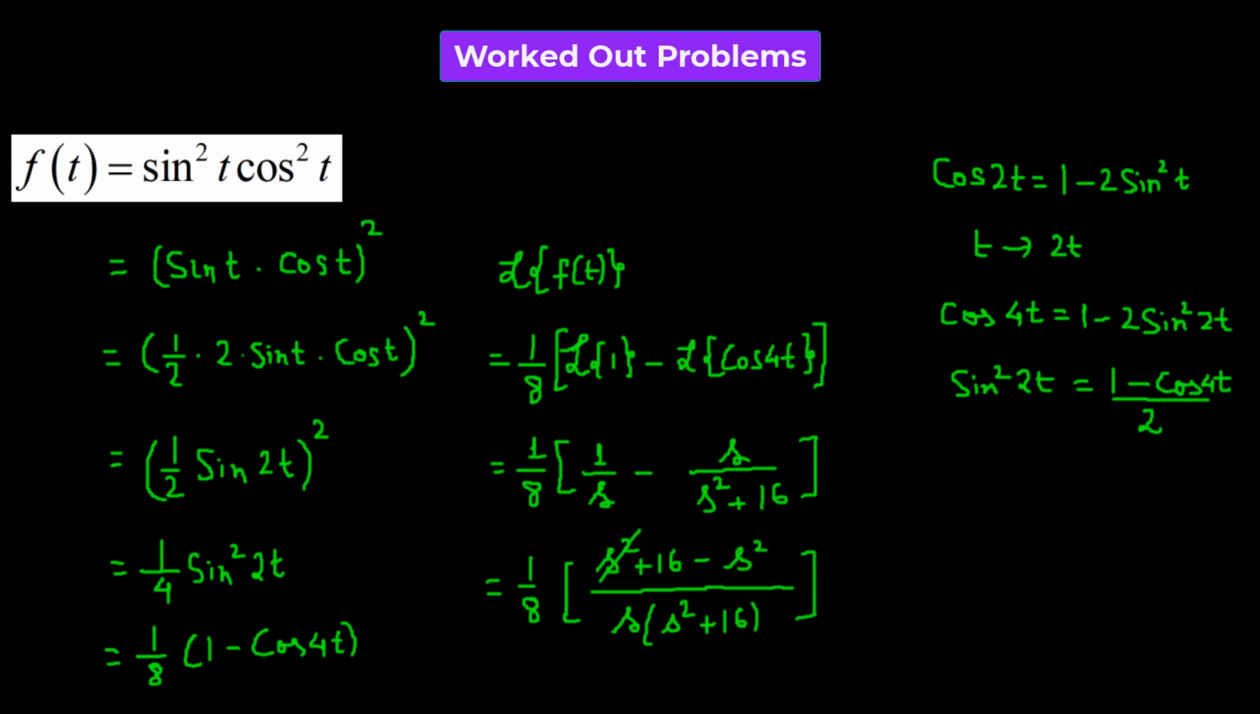So s squared and s squared get cancelled. We have 16 in the numerator, which is divided by 8 in the denominator. So 16 over 8 will be 2. So we have 2 over s times s squared plus 16. So this is the Laplace transform of the given function sine squared t times cosine squared t, and it's going to be valid. That means the Laplace transform is going to exist for the values of s greater than 0.